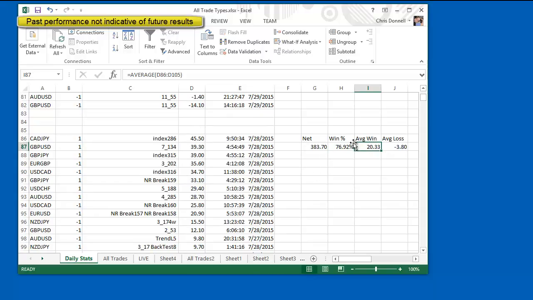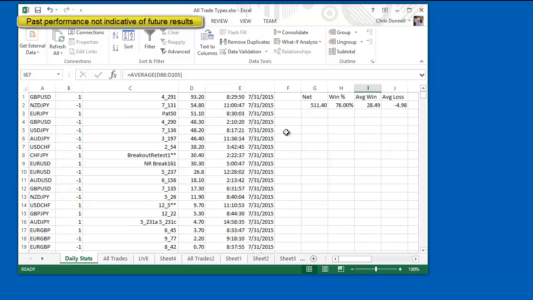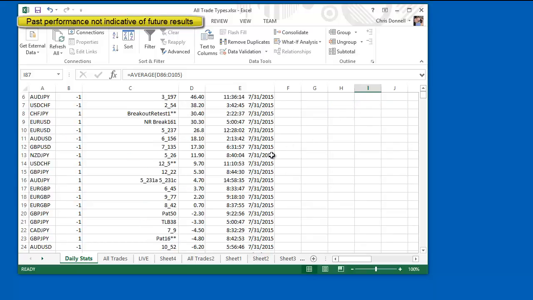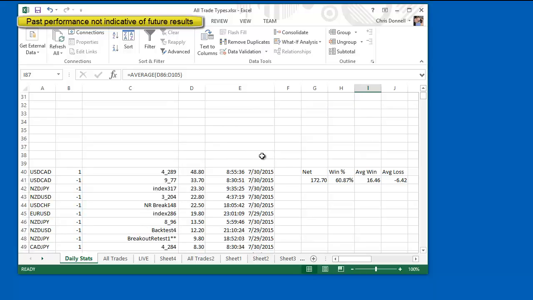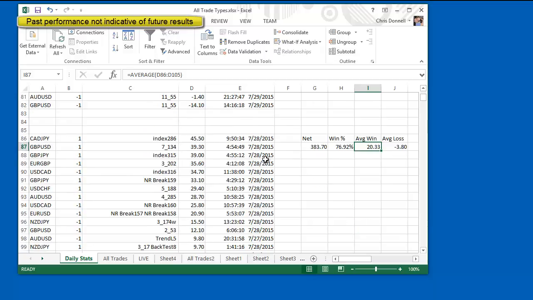I like the average win to be somewhere between 16 to 18 pips. So anything over that I'm pretty happy with. Friday's 28 pips is an outlier. You're not going to see that too often. It's going to usually average as low as 14 to as high as 20 most days. This is also extremely good.